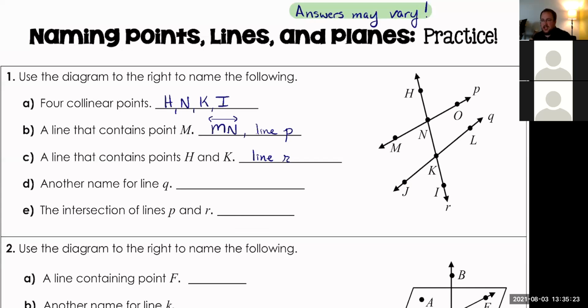What's another name for line Q? Line JK. JL, JK. There's a couple options there. KL, LK. There's all sorts of things. Any combination of 2 points on that line should be enough so long as you use the notation. So I'm going to pick JK just because it makes me chuckle inside for childish reasons.